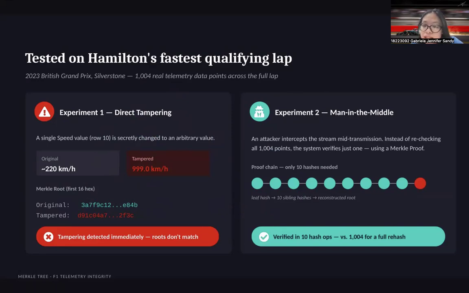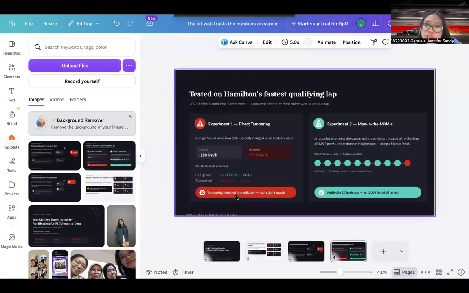So what does this mean? It means that Merkle trees offer a lightweight and cryptographically sound way to protect F1 telemetry data from tampering and interception without slowing anything down. The entire tree for a full lap is built in milliseconds, and any compromise is caught immediately. Future work will look at making this work in real time during live streaming, and adding digital signatures so the data source itself can be authenticated. Because in Formula One, data isn't just numbers, it's strategy, it's safety, and it should be trusted.